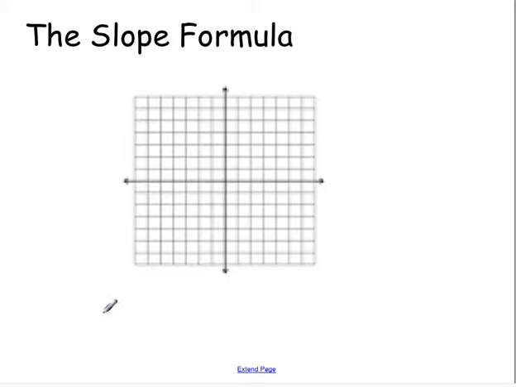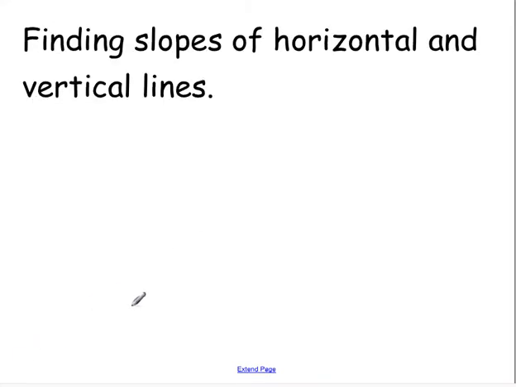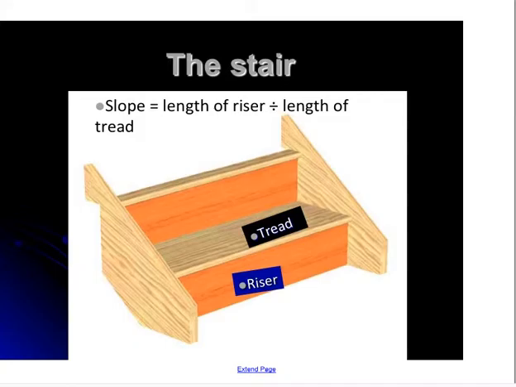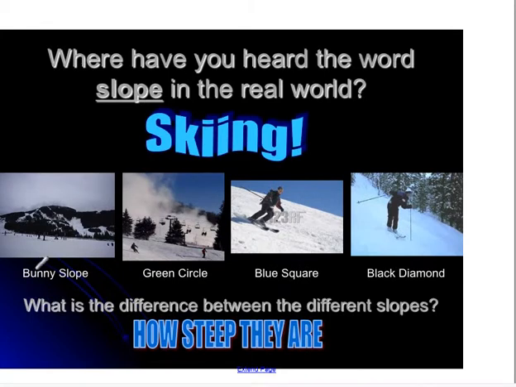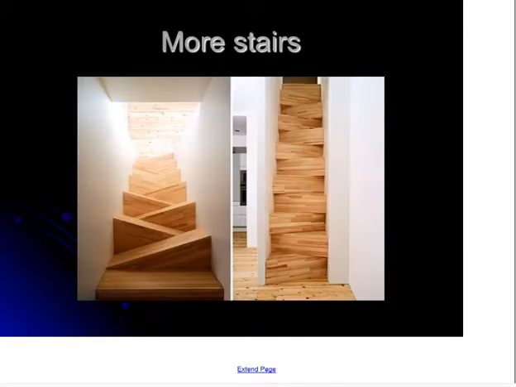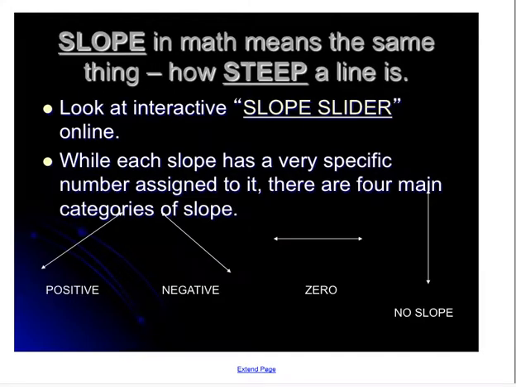Now I'm going to talk briefly about slopes. You're going to see in skiing that you can have bunny slopes or green slopes or blue squares or black diamonds. It's all based on how steep something is.